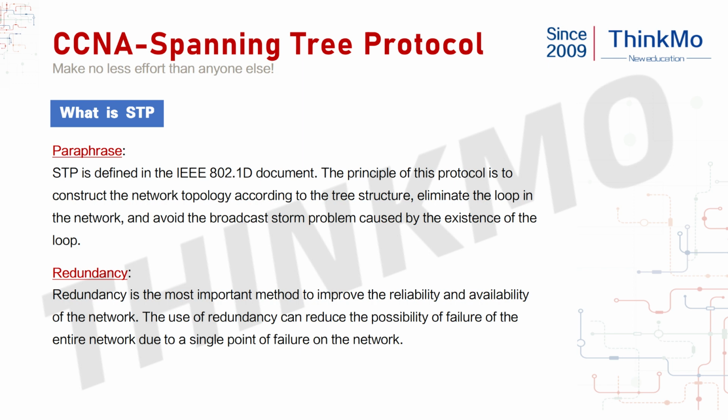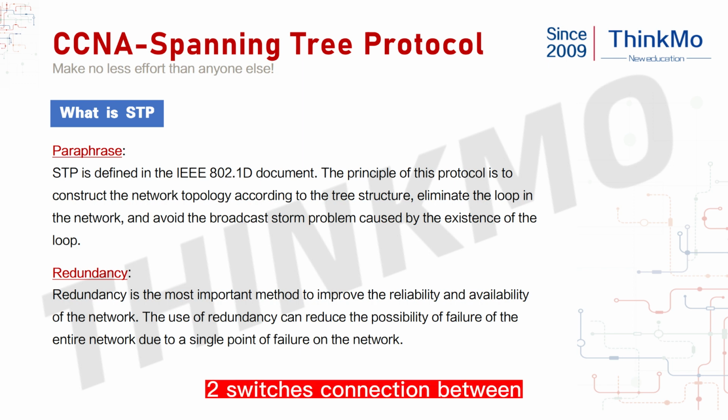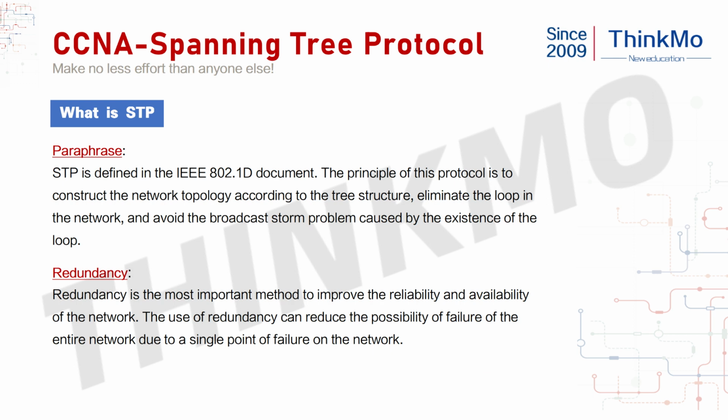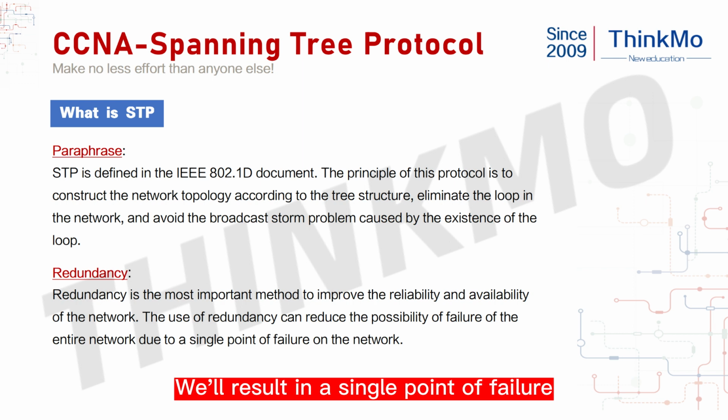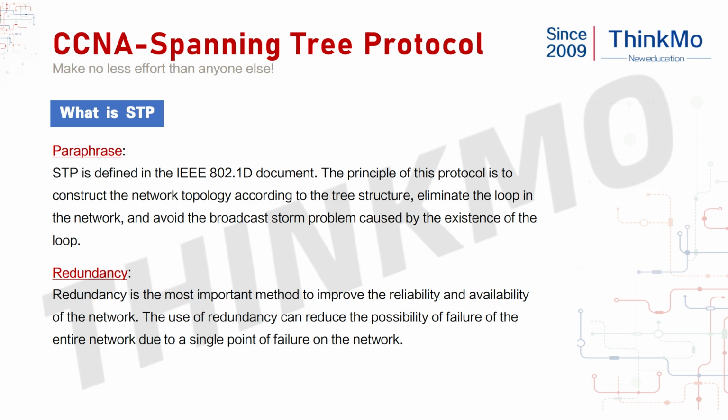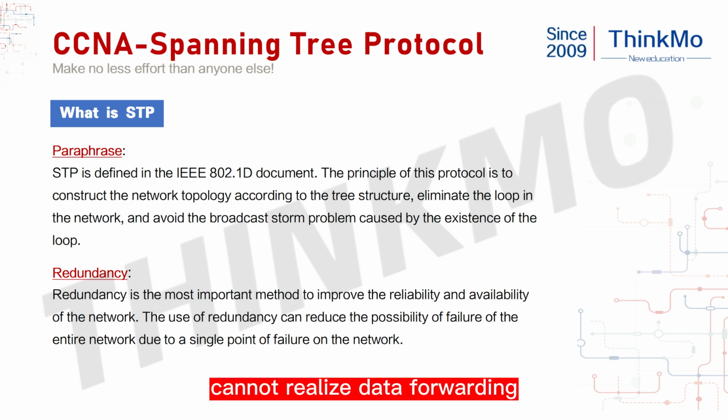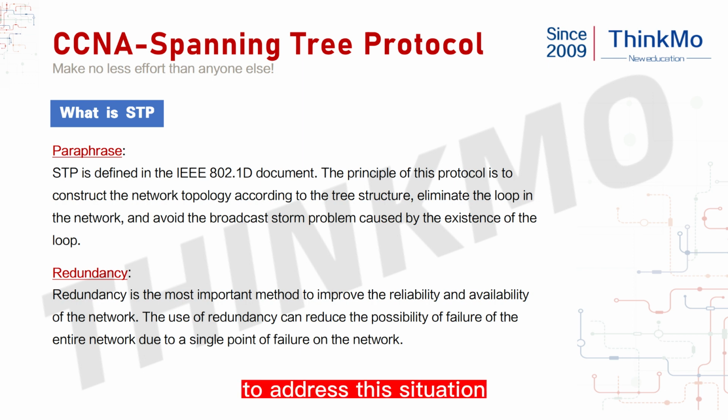For example, consider two switches connected to each other. If we connect only one line, when it breaks, it will result in a single point of failure. Then the devices connected to these two switches cannot communicate with each other, and data forwarding cannot be realized. To address this situation, we can connect more lines. When one of the wires breaks, another line can be used. This allows redundancy. This is what we call backup.